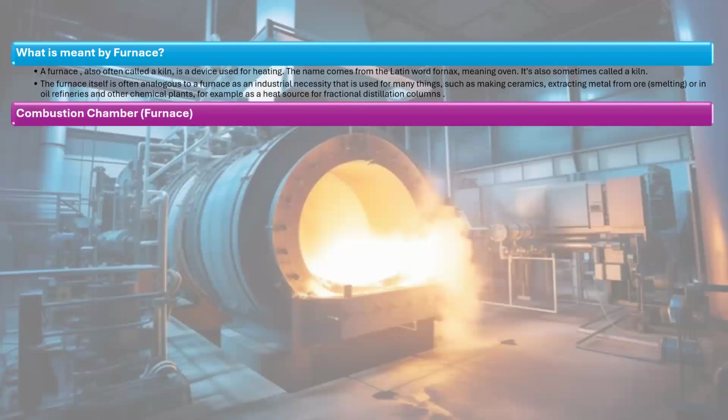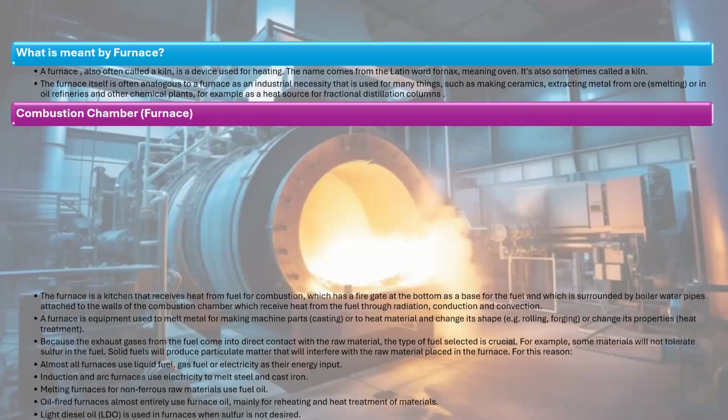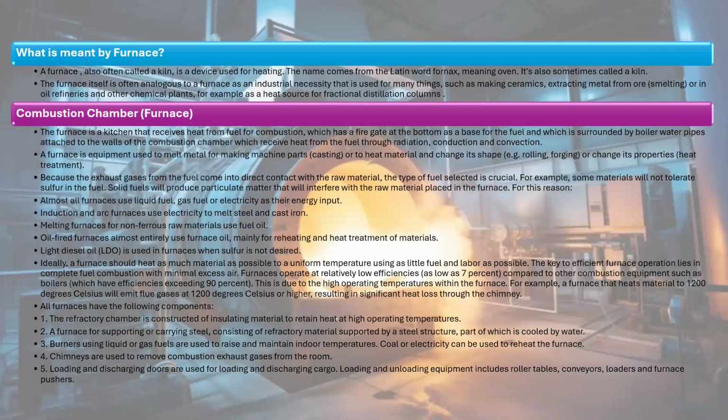Combustion chamber furnace. The furnace receives heat from the fuel for combustion, which has the fire gas at the bottom as the base for the fuel, and is surrounded by boiler water pipes attached to the wall of the combustion chamber, which receive heat from the fuel through radiation, conduction, and convection.